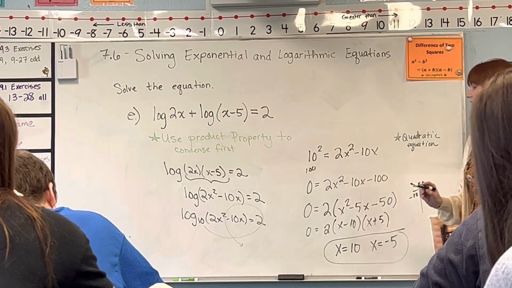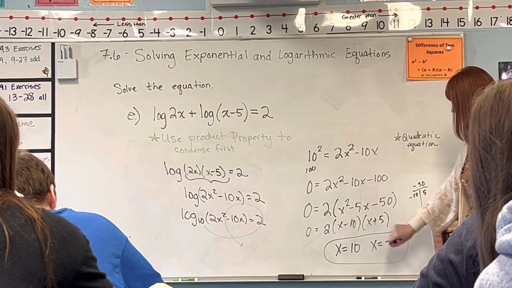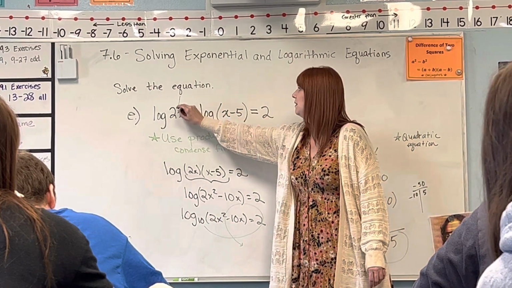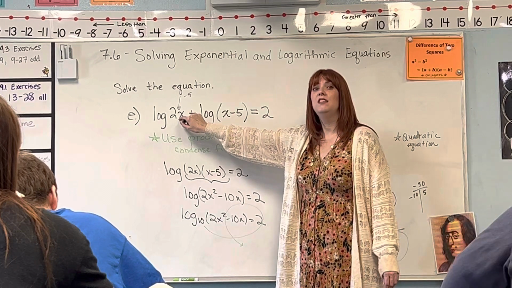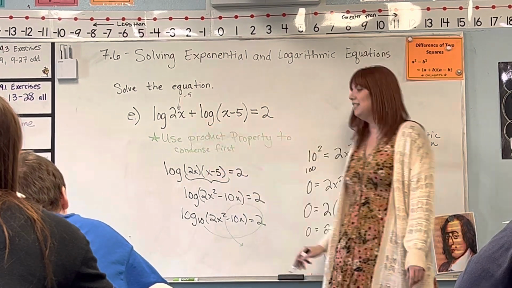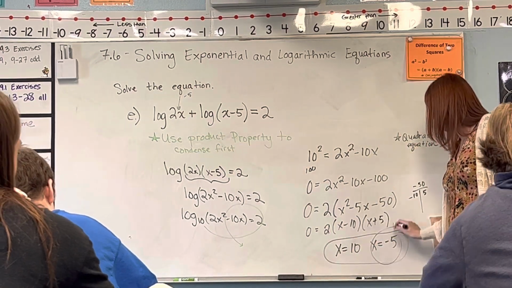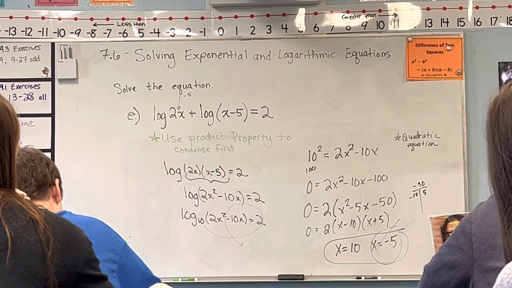Now, we're not going to get into this, but you can't take the log of a negative number. So if I was to plug in negative 5 for x right here, what would I have? Negative 10. I have the log of negative 10, which doesn't work. So this one is considered extraneous, but I won't make y'all do that.